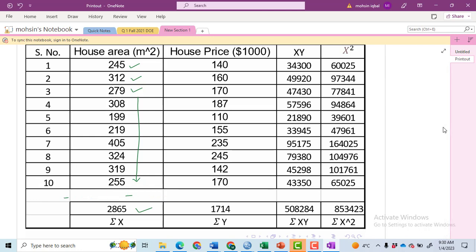Now the next thing was summation of y. We have y in this column, house price. So we will write 140 plus 160, then plus three dots, the last value is 170, and upon summation we got 1714 only. So this is the way we have calculated, and we will write here summation of y.